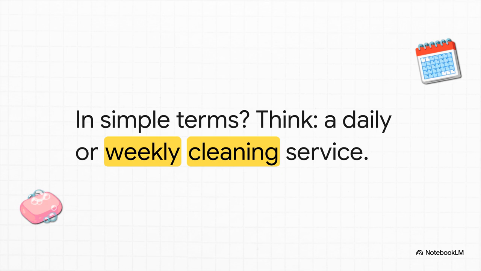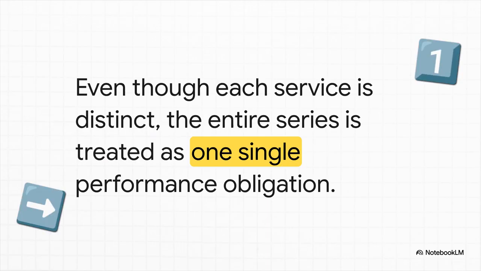The perfect example is something like a weekly cleaning service. I mean, think about it. Each individual cleaning visit is distinct, right? The customer clearly gets the benefit of a clean office that week all on its own. But because each service is pretty much the same and has that same pattern of transfer over time, IFRS 15 lets you treat the entire year-long contract as one single performance obligation, and that simplifies the accounting a ton.